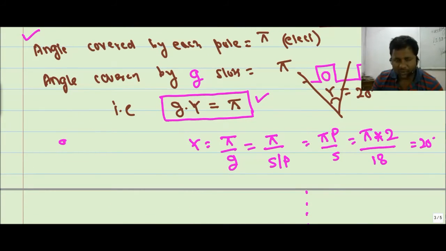If G is 9 and it is multiplied by gamma, which is 20, it should be equal to pi, which is 180 degrees. So we have understood this relation, that G into gamma is equal to pi: slots per pole multiplied by the slot angle is equal to the pole pitch, pi.